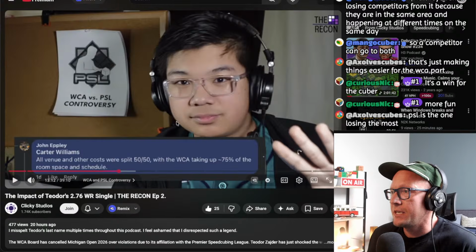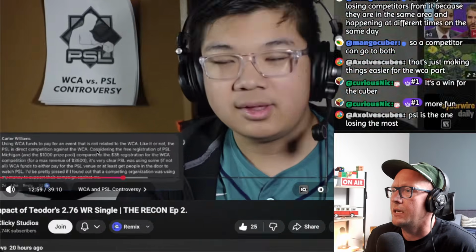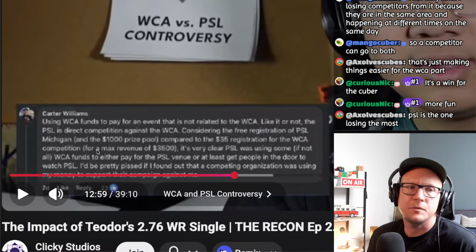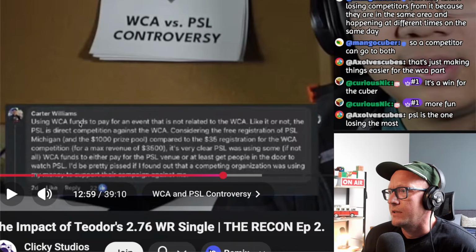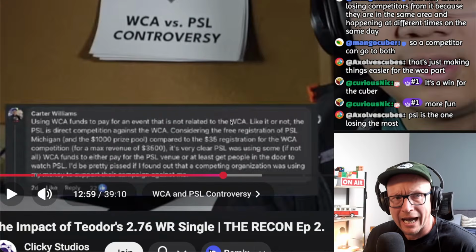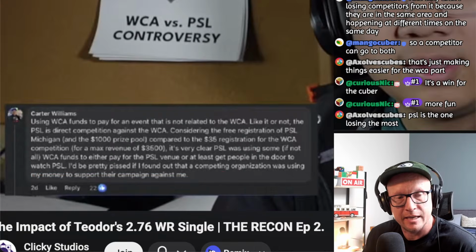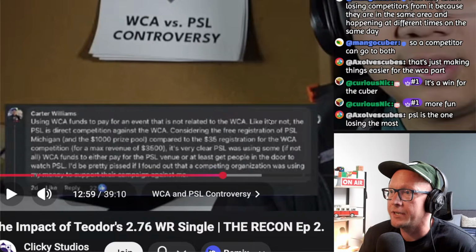And I'm actually going to go back to Carter's statement here that was in Cubex's Friends. He starts with the statement, using WCA funds to pay for an event that is not related to the WCA. How is that a factual statement? That is not true. That is not factual. He then goes into opinion. Like it or not, the PSL is direct competition against the WCA. I fundamentally disagree. I do not have to accept that.